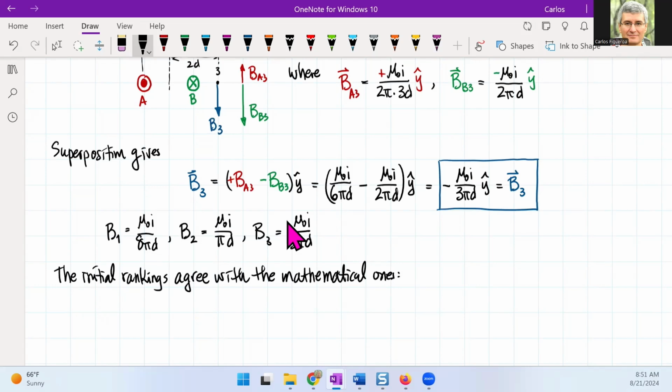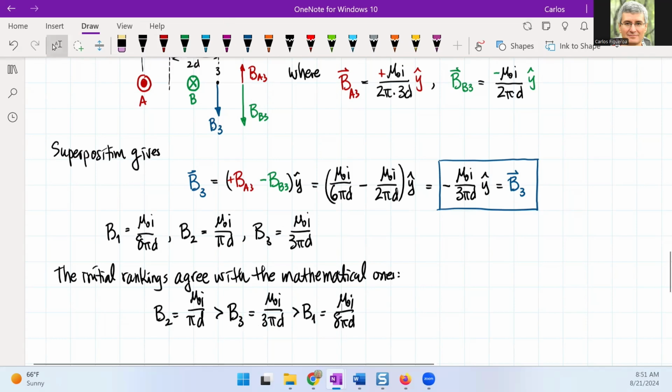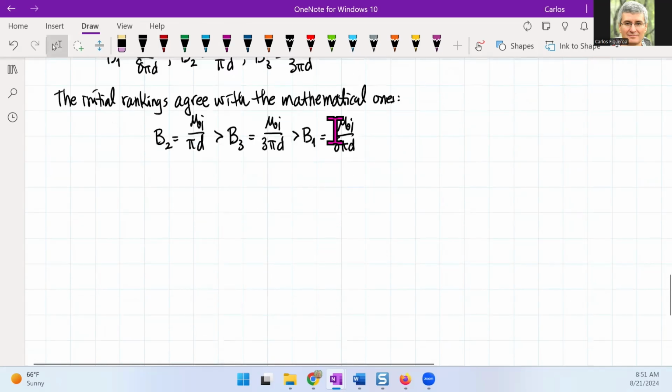We can clearly see that B2, which is equal to mu naught I over pi d, is definitely bigger than B3, which is 3 mu naught I over pi d. And then B3 is definitely bigger than B1, which is 8 pi d times mu naught I. So it agrees with what we expected. Now let's go to part C.